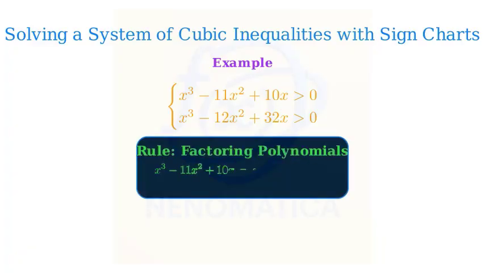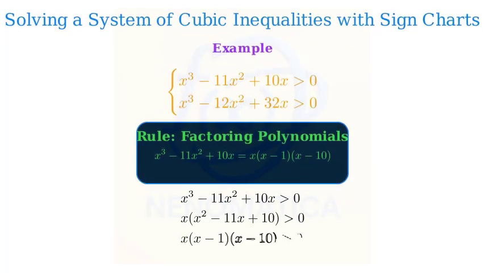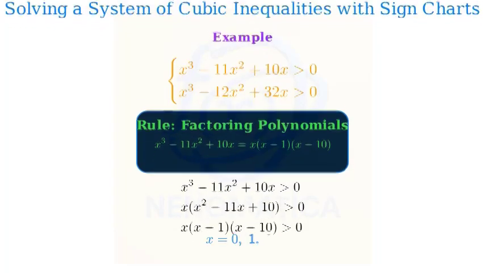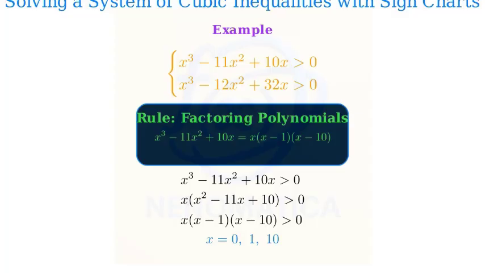We'll factor the cubic expression by taking out the common factor and factoring the quadratic. Start from x cubed minus 11x squared plus 10x greater than 0. Factor out x. Then factor the quadratic to x minus 1 times x minus 10. That gives roots at 0, 1, and 10.